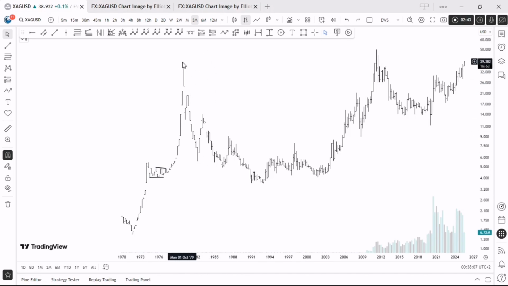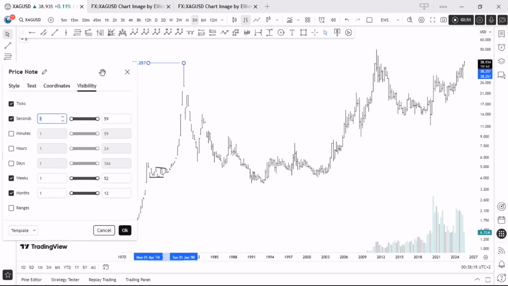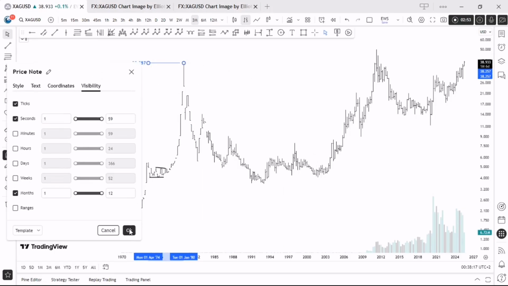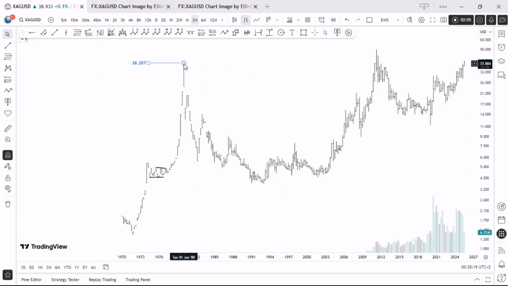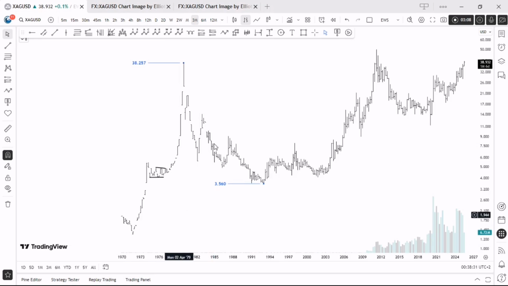Now, if I'm coming from this peak, let me mark the price from this peak of 38.25. So if I'm looking from this high down to this low, let me look for the low here. I believe this is the low right here. I believe that's the low. So let me just push this guy to the side.